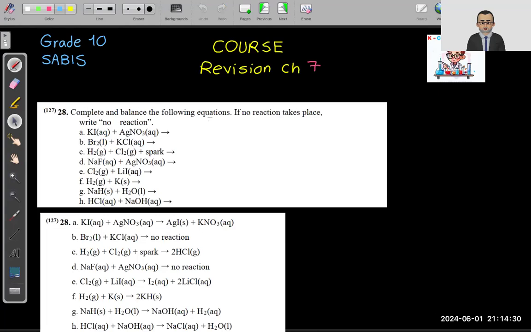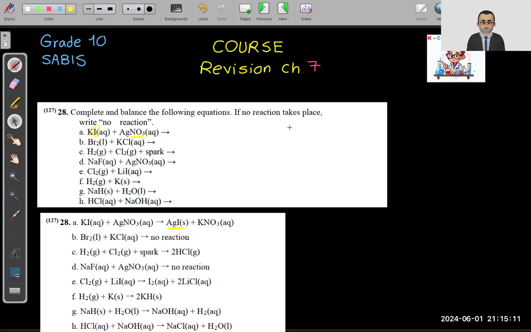Like complete and balance the following equations. If no reaction takes place, write no reaction. Can we do this, Mister? Yes, we can do most of them by the information that we know. So KI and AgNO3. Mister, this is the reaction that formed a yellow precipitate. Last time you told me that if you put iodide with silver nitrate, it forms white or yellow or creamy. Yellow color. So the precipitate is called silver iodide.